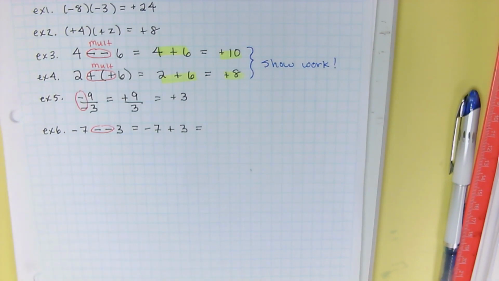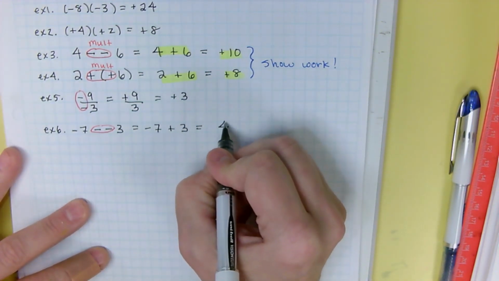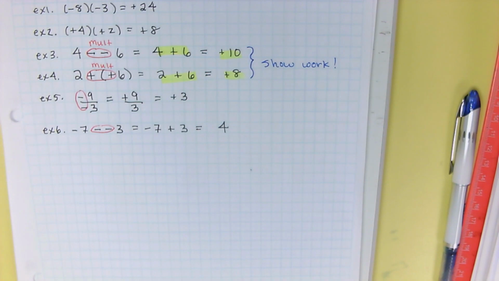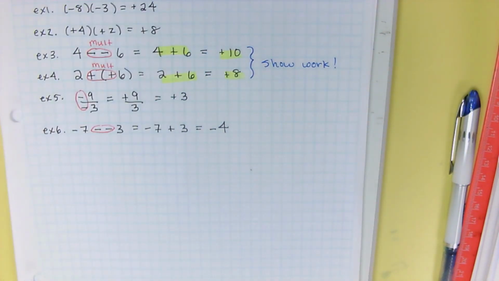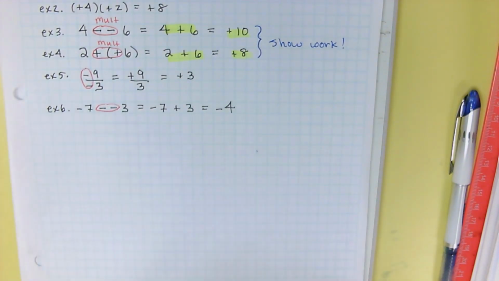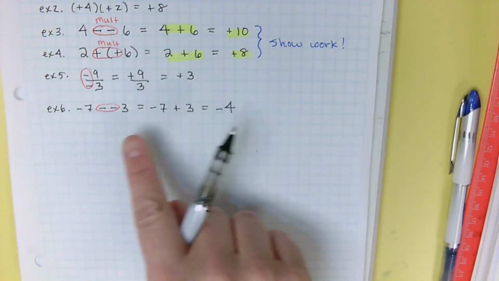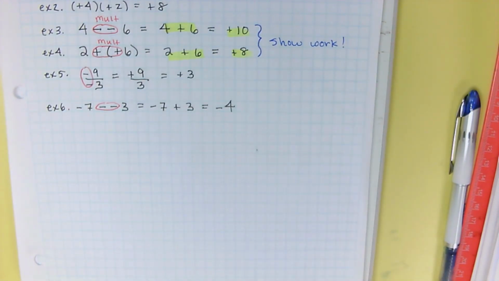Now we're going to use our add subtract rules. If the signs are different, subtract the numbers. 7 minus 3 is 4, and the bigger number gives the sign. 7 is bigger, it's negative, so the 4 is negative. I think that's the hardest problem type on this worksheet, just because there's so many negatives. Just do it in 2 steps. One for the multiplication and one for the addition.